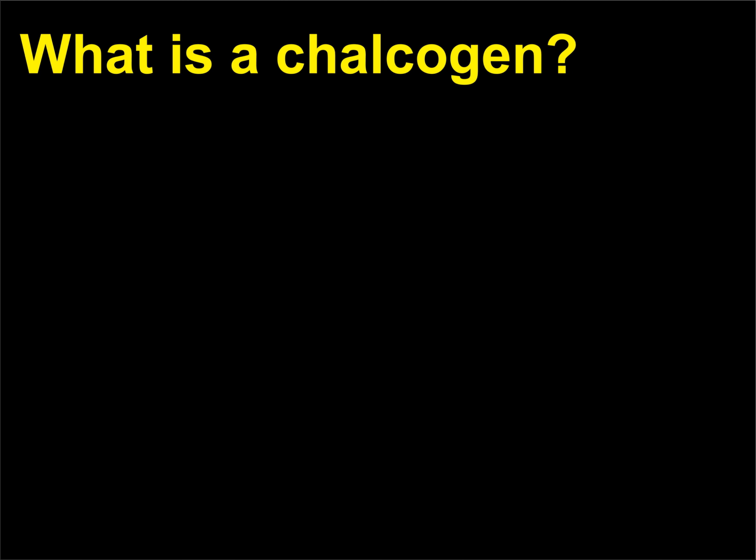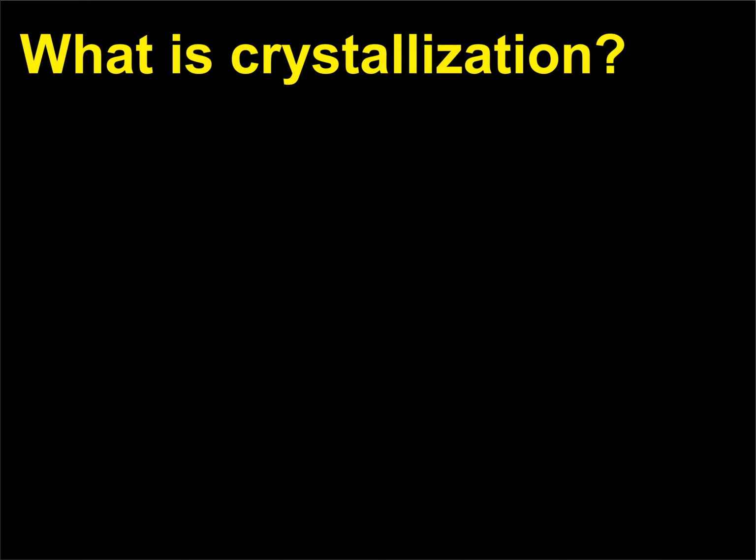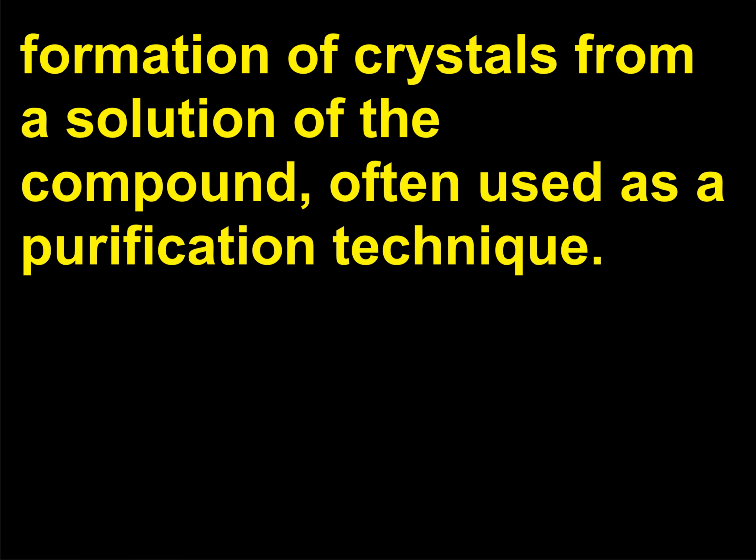What is a chalcogen? A group 16 element: oxygen, sulfur, selenium, tellurium, polonium, or livermorium. What is crystallization? Formation of crystals from a solution of the compound, often used as a purification technique.